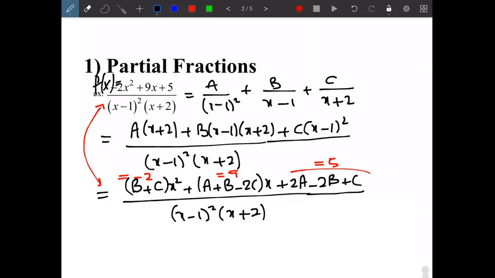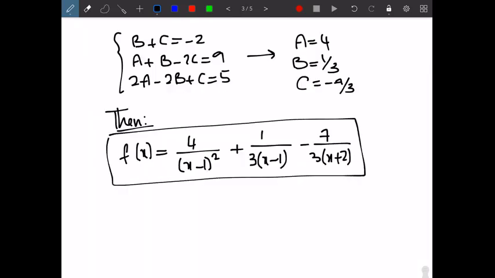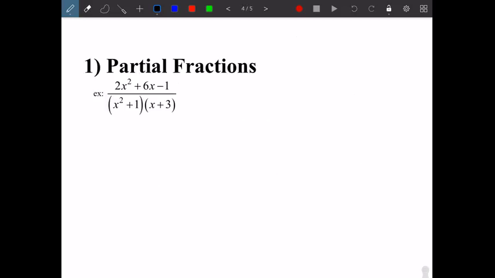The third factor is x plus 2. Yes. So this is f of x decomposed into the sum of 3 partial fractions. Now if we move on to this example, again we have this to be linear, so its corresponding partial fraction has a constant at the numerator.